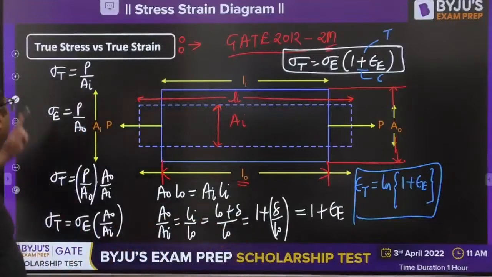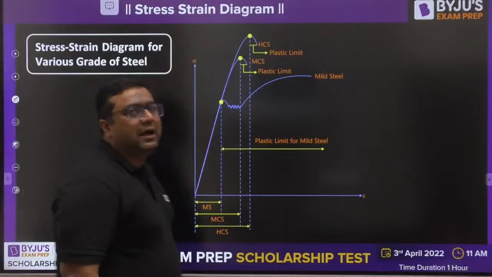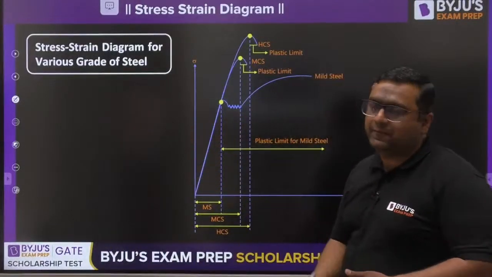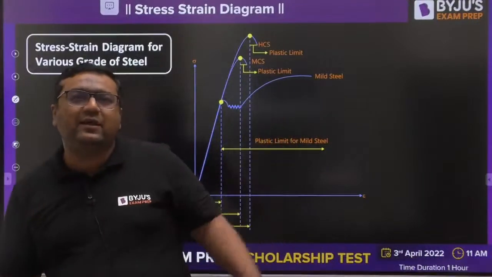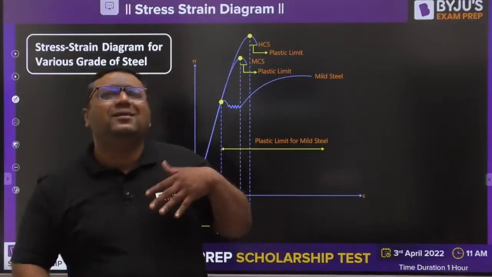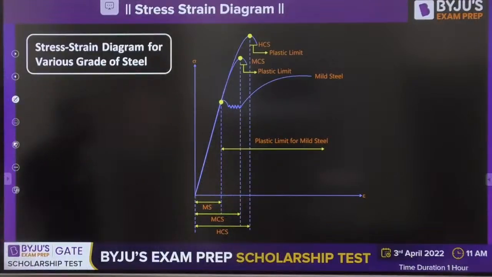So this is about true stress and true strain. Now my dear, I am coming on to a wonderful diagram, that is the stress strain diagram for various grades of steel. Grades of steel means the types of steel, like low carbon steel, medium carbon steel, high carbon steel. There are many others, but I am talking about three steels right now.